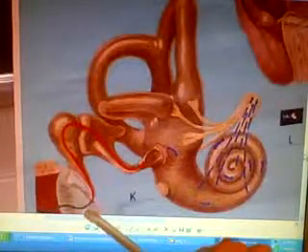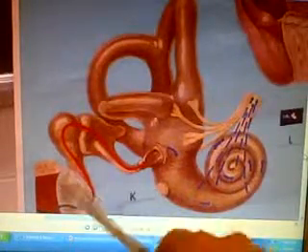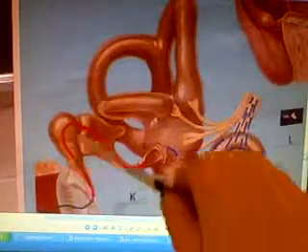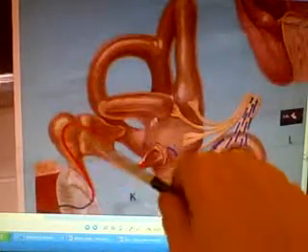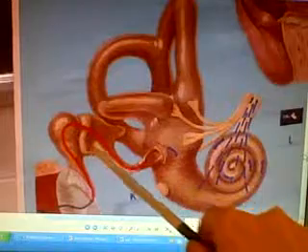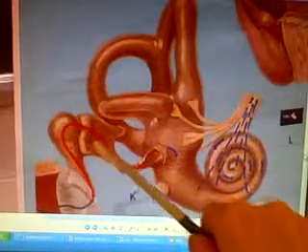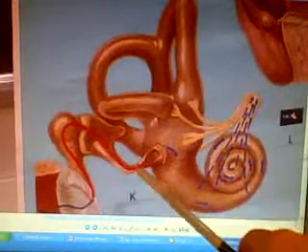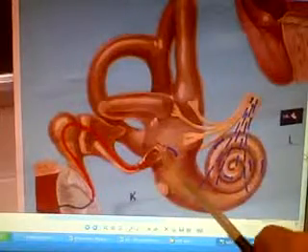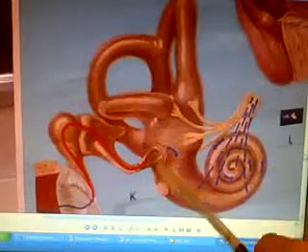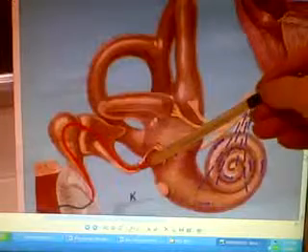Here's the tympanic membrane, also known as the eardrum, this clear piece. It leads directly to the malleus, also known as the hammer. Then it goes to the incus, also known as the anvil. And then it goes to the stapes, also known as the stirrup. Kind of looks like a horse stirrup.